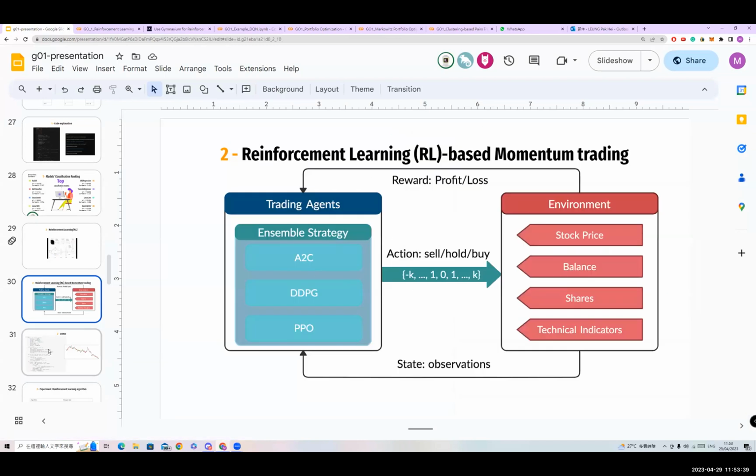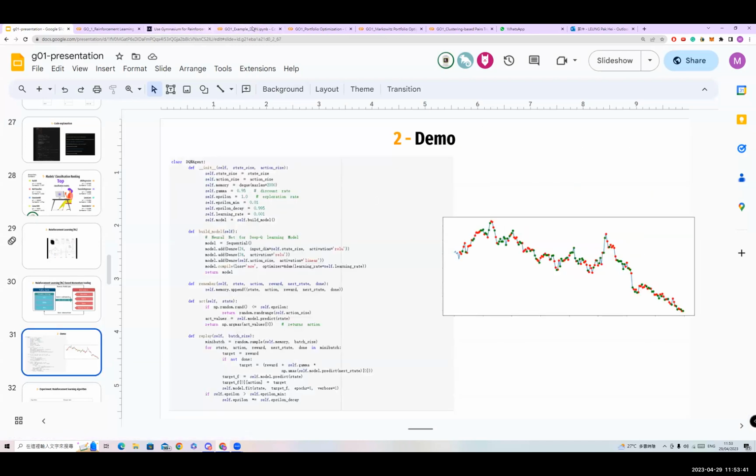So by this graph, like the path here, it will automatically generate the signal. So this is the buy signal and also the sell signal.